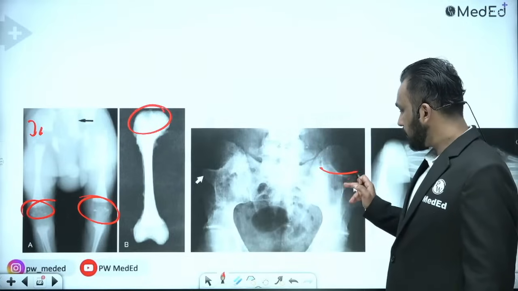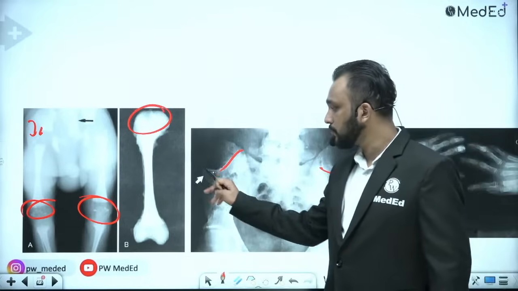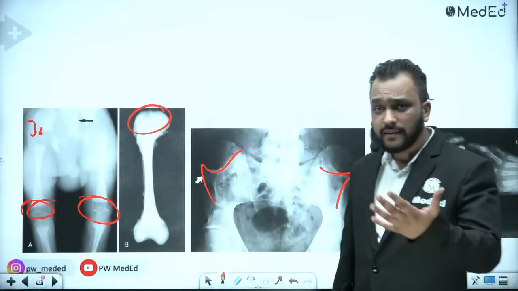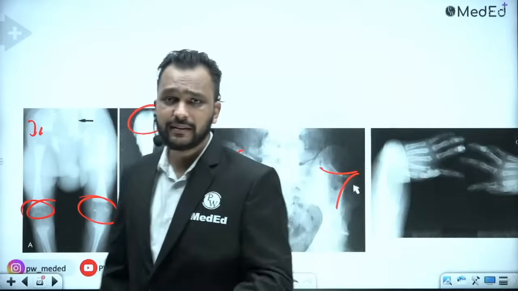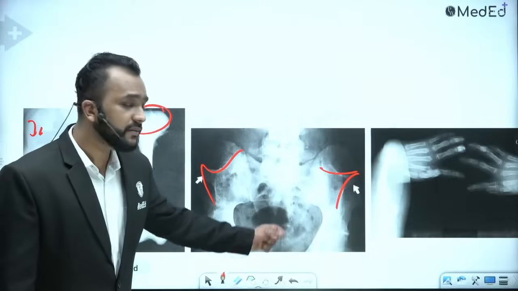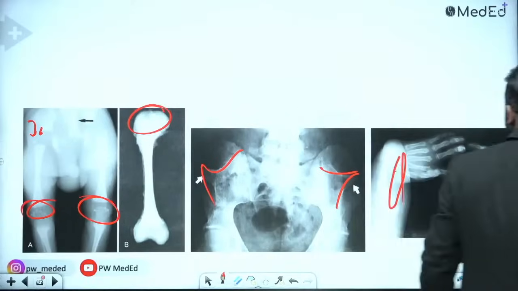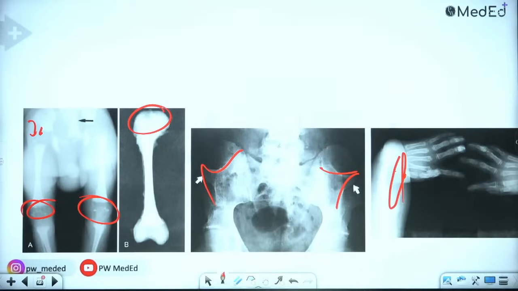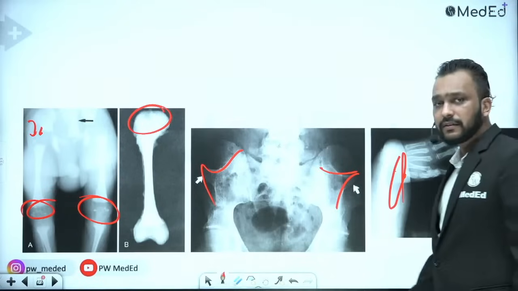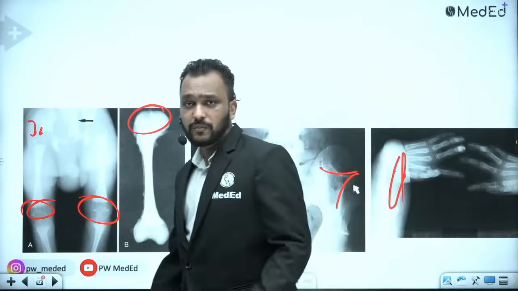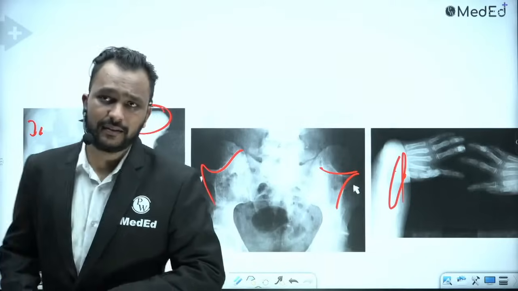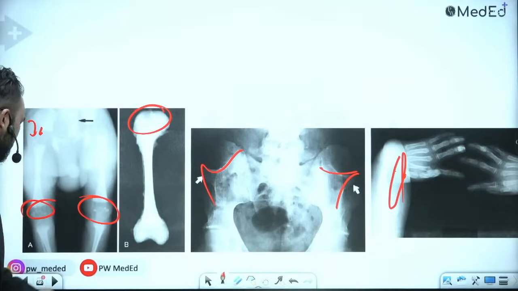In this you can see prominent posterior iliac horns. This is associated with absent nails, absent patella. This is your nail patella syndrome. And this is your absent radius. In this patient, radius is absent. And this is your radial ray syndrome, and multiple congenital heart diseases can be associated with it.